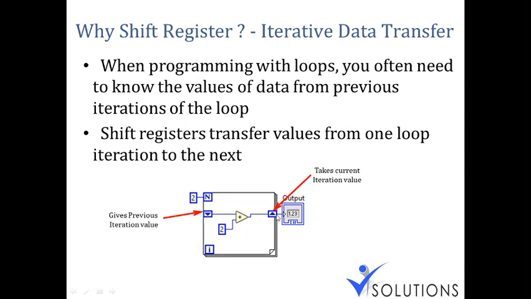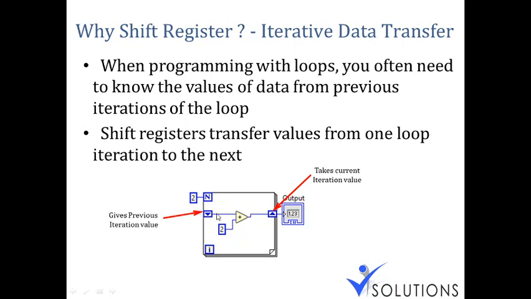So you can see that the right hand side shift register takes the current data, and whatever was passed on the right hand side shift register will automatically come from the left hand side shift register on the next iteration. By this, you will be accessing the previous iteration data from the left hand side shift register. Your current data will be passed here, and your previous iteration data will be available here.